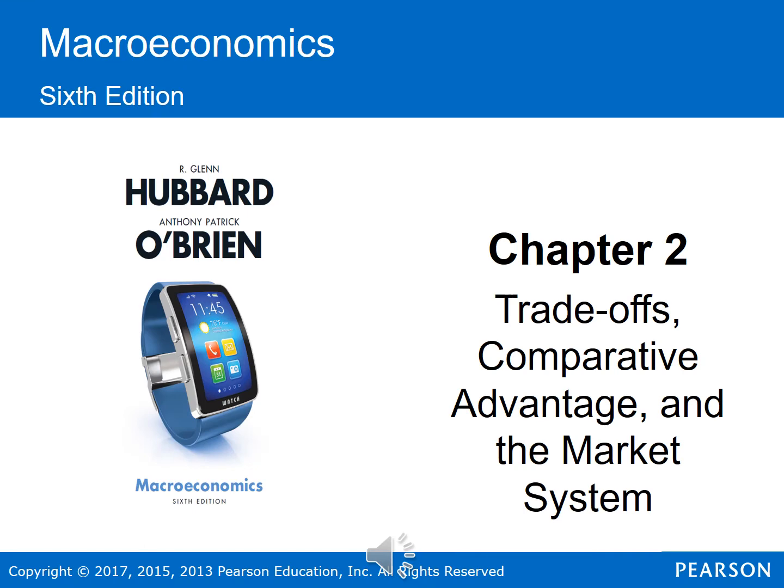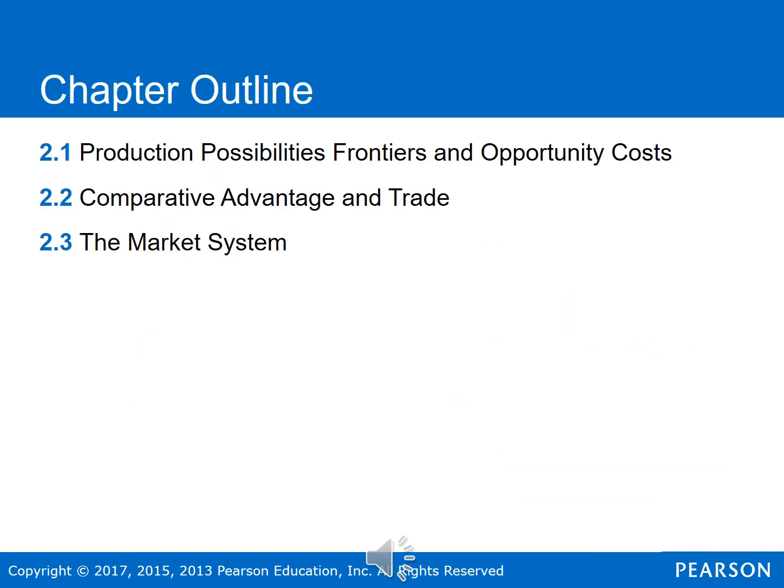Now we're going to look at Chapter 2. We'll look at trade-offs, comparative advantage, and give an overview of the market system. In Section 1, we'll construct the production possibilities frontiers. So this graph will show a relationship between the production of two goods in an economy, help illustrate the trade-off that when you want to produce more of one good, you have to produce less of another good because of the scarcity that we face.